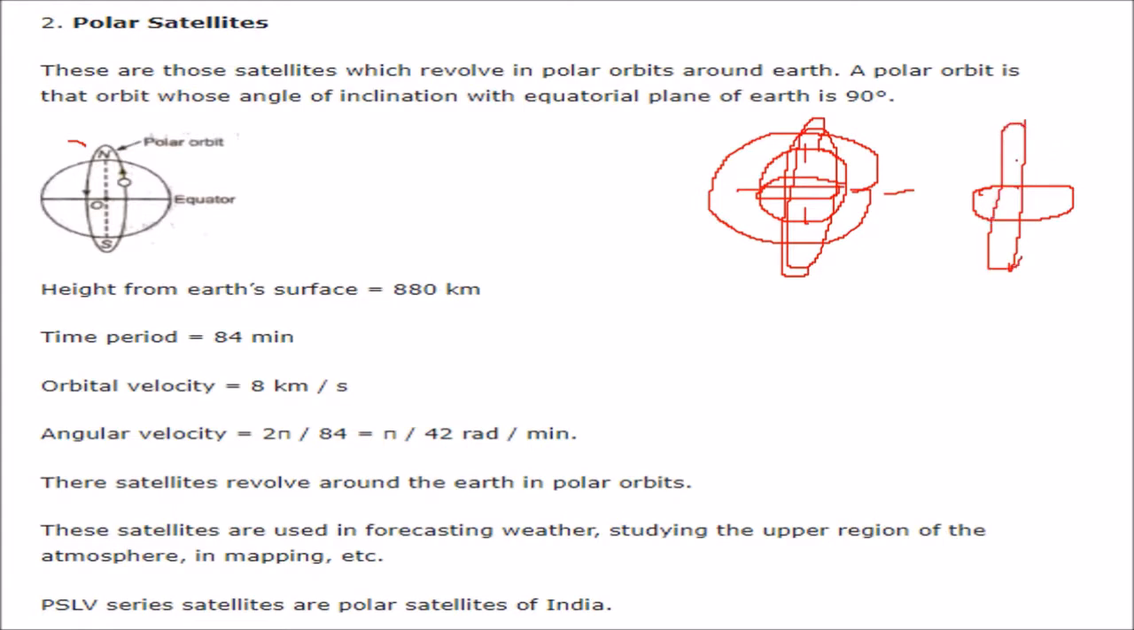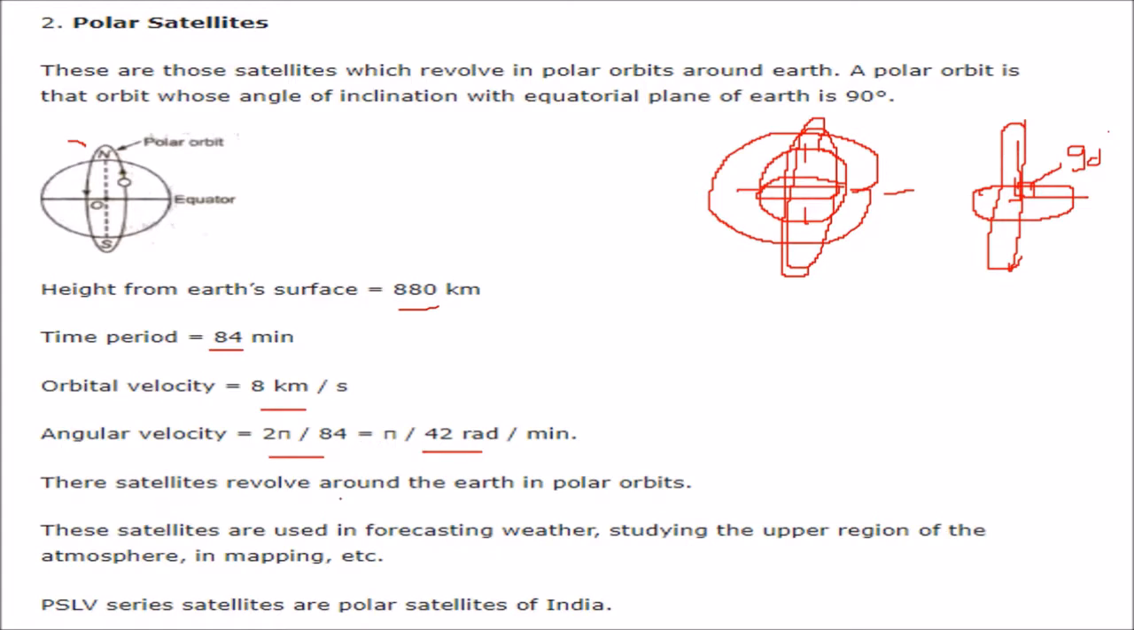will have an inclination of 90 degrees. The height from the Earth's surface in this case is say around 880 kilometers. Time period is 84 minutes. Orbital velocity in this case is 8 km per second. This depends on the various satellites, it is not fixed. If you take some other satellite, it may be different. The angular velocity becomes 2π by 84, which is this number. We have just converted it into radians.